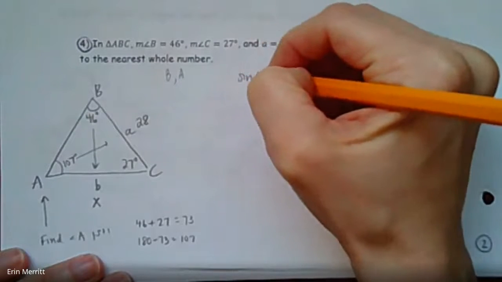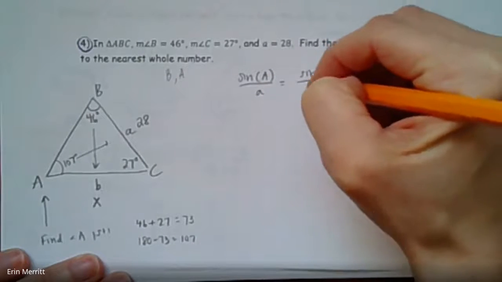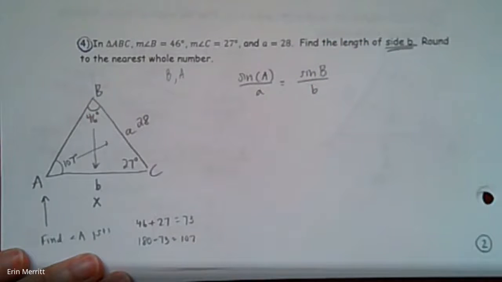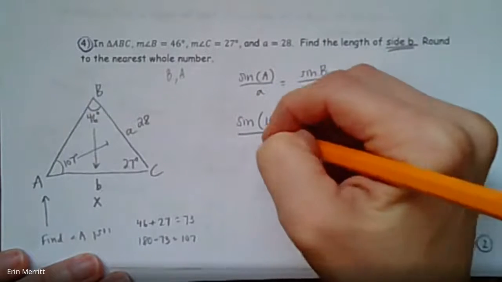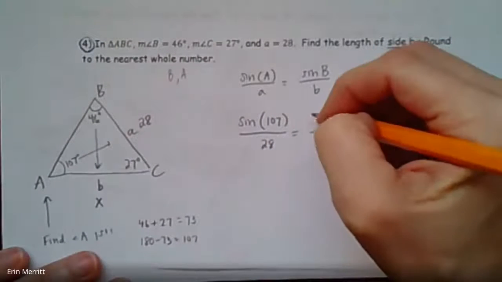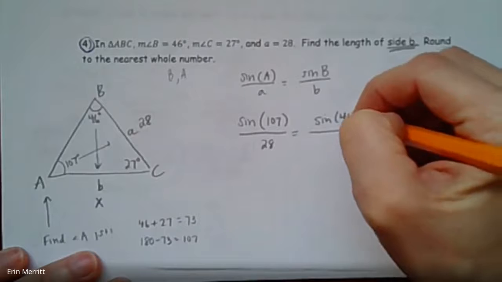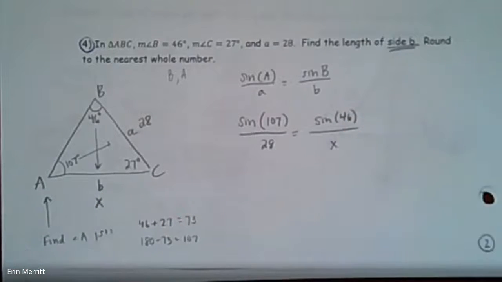So when I think of sine of capital A over baby A equaling sine of capital B over baby B, now plug in the stuff you've got. So sine of 107 over 28. The other piece of it is going to be sine of 46. And then what we're looking for, you can either call lowercase b or you can call x. B looks a little bit too much like 6 sometimes, so I pick the x there. All right, give it a try. Cross multiply, divide. We'll compare answers in a moment.